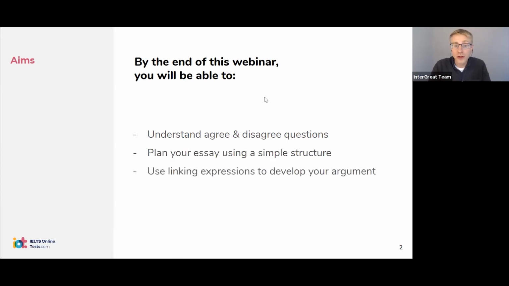We're also going to look at using different linking expressions to develop your argument. So connecting your ideas, giving reasons for your ideas, giving examples. Again, this will help to give you a high score for task response and also for coherence and cohesion, two very important categories.